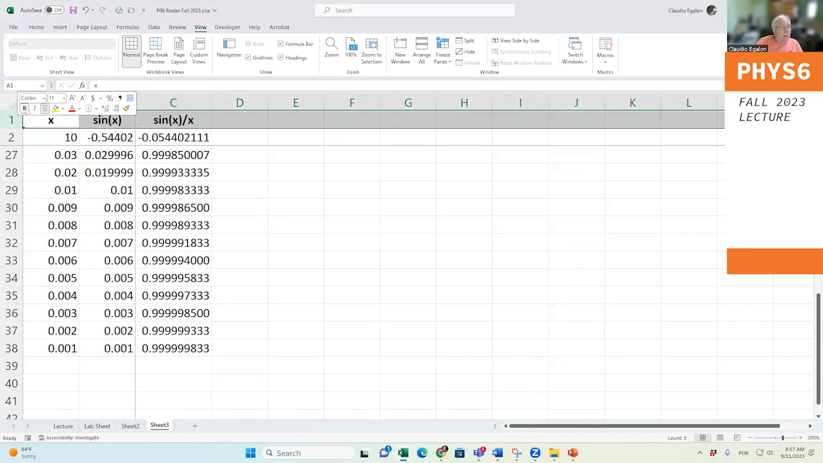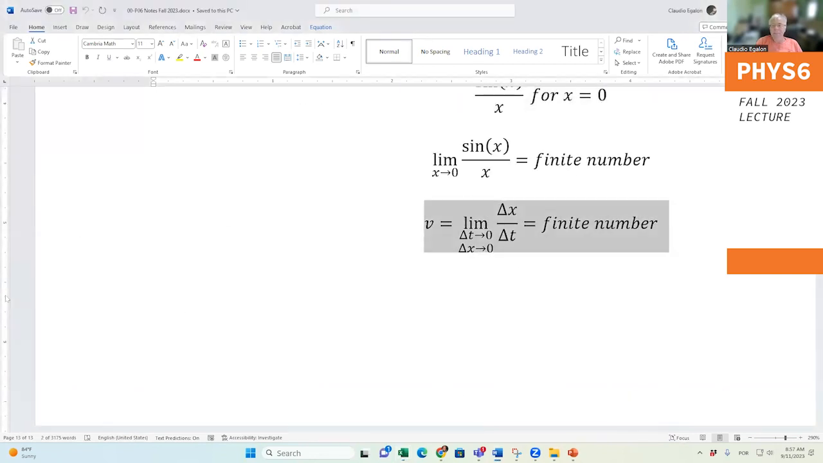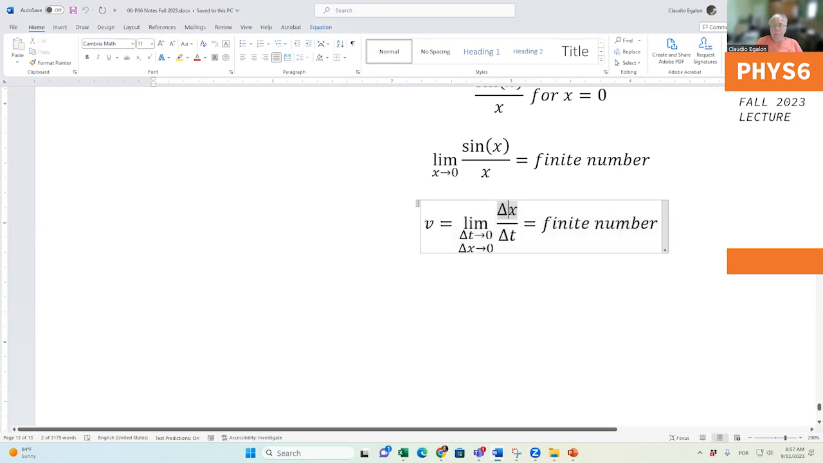So remember, by the same token that we have something like that for sine of x divided by x, we have something else like that for the limit of delta x over delta t. It's going to be a finite number when we calculate that. In practice, in real life, when we are measuring delta x over delta t, we do not measure it for delta x equal to 0 and delta t equal to 0. We don't do that in real life. But we do that for a very small delta t.